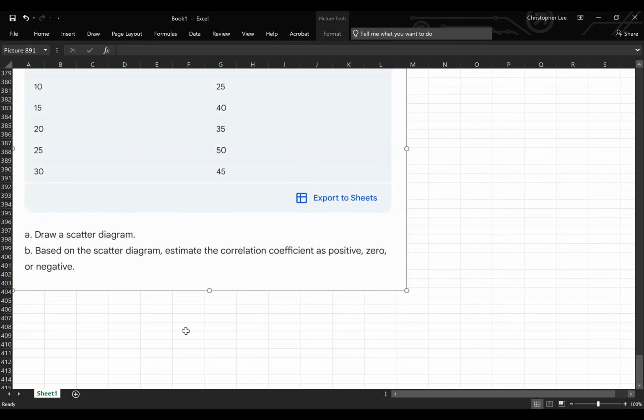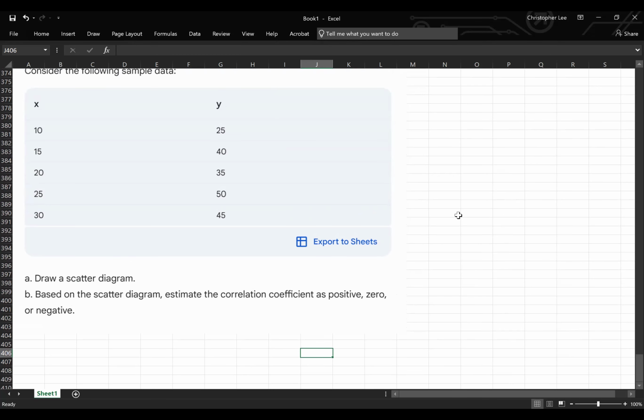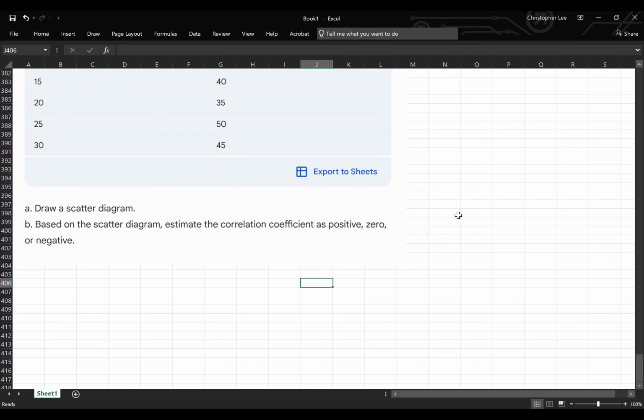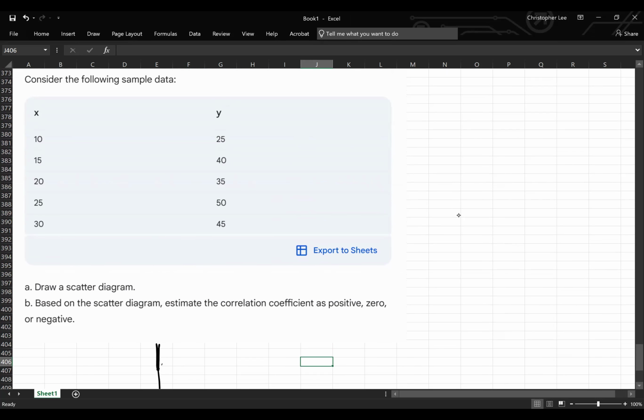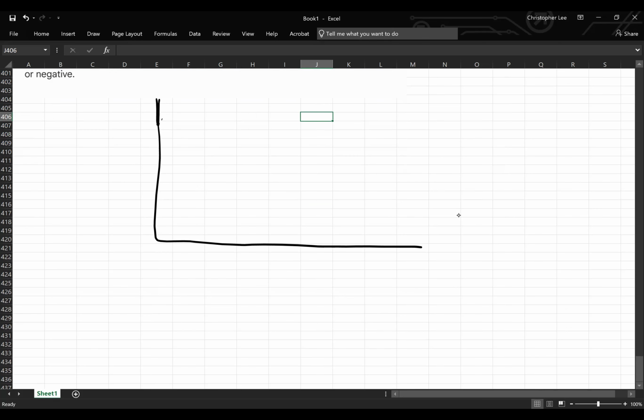So this one, right? This is the scatter plot. You guys remember that? You have to draw it. Just plot the dots. Going from left to right is negative. When it's going from right to left, it's positive. Am I right? You have your X's and you have your Y's, right?